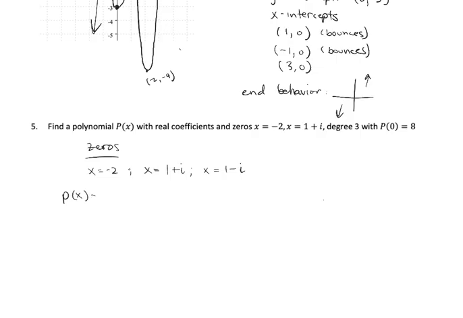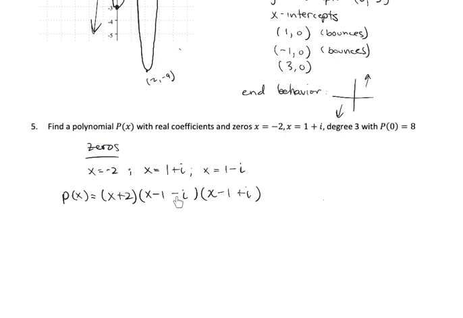Next step would be to create the polynomial from the zeros to put into factors. So the first one is x plus 2. The next factor is from this zero. Remember, we're moving the terms over to be on the same side as the variable. So we're subtracting 1, so x minus 1, and we're subtracting i. For the next factor, we're going to subtract 1, but add i.